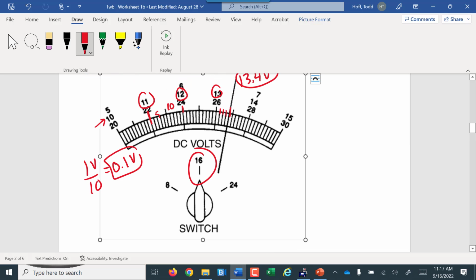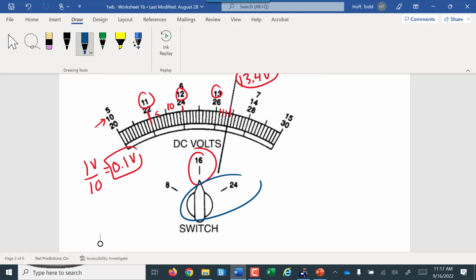But if this were set to the 24 setting here, to the larger setting, now from 26 to 28, that is 2 volts. There's still 10 spaces, so that is 0.2 volts per space. So this would be 26, 0.2, 0.4, 0.6, 0.8. So you have to make sure you're very careful with that.